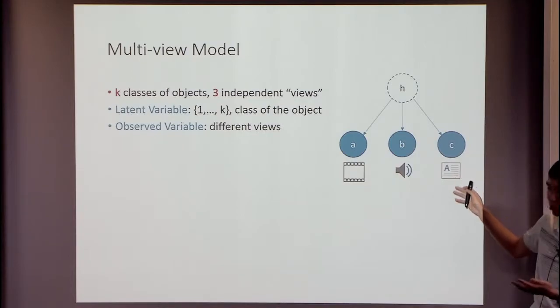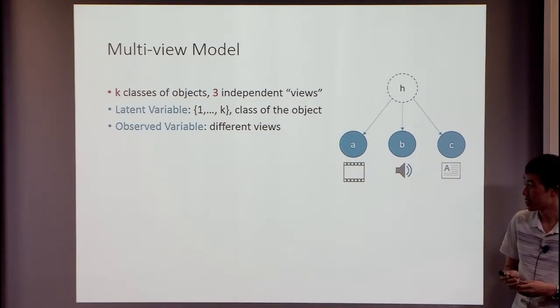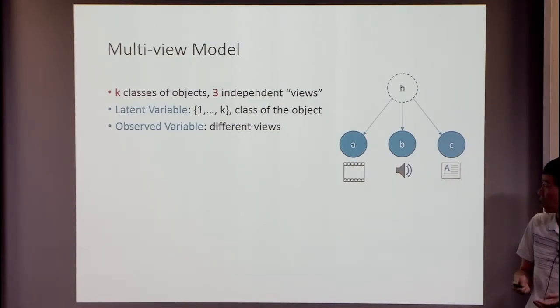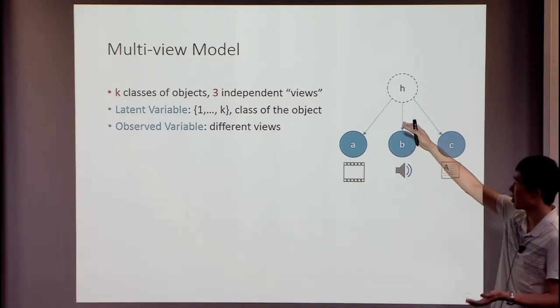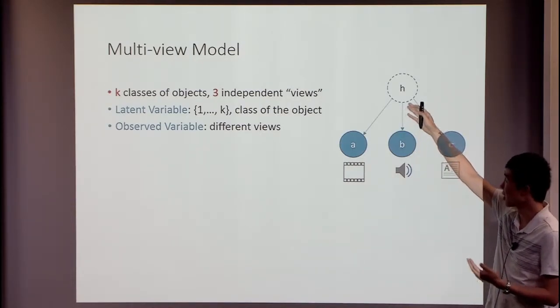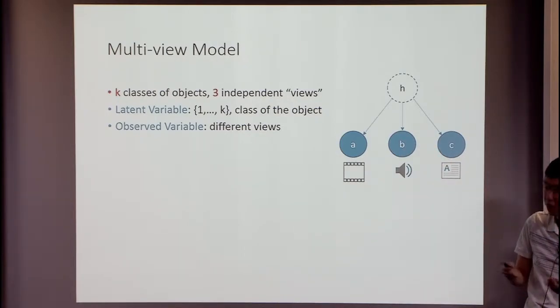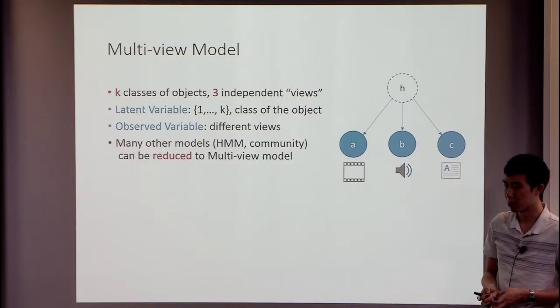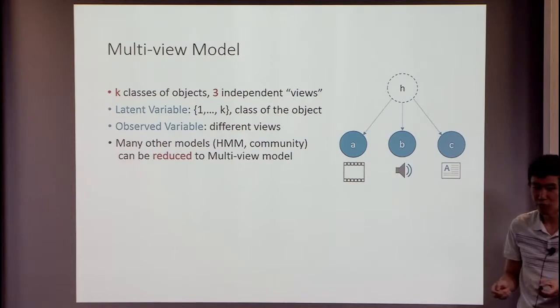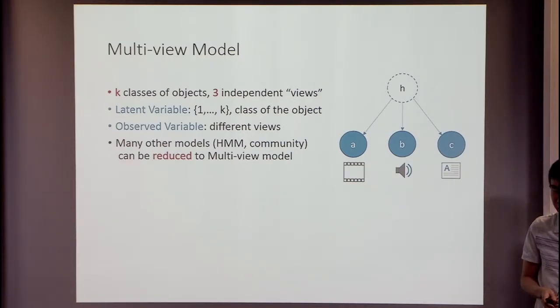Yeah, so this problem is not just interesting by itself. It's actually also this structure that, given a latent variable, conditioned on that, we have at least 3 independent views. This kind of structure actually happens a lot in latent variable models. In fact, many other models, including hidden Markov models or some community models, can all be reduced to this multi-view model.